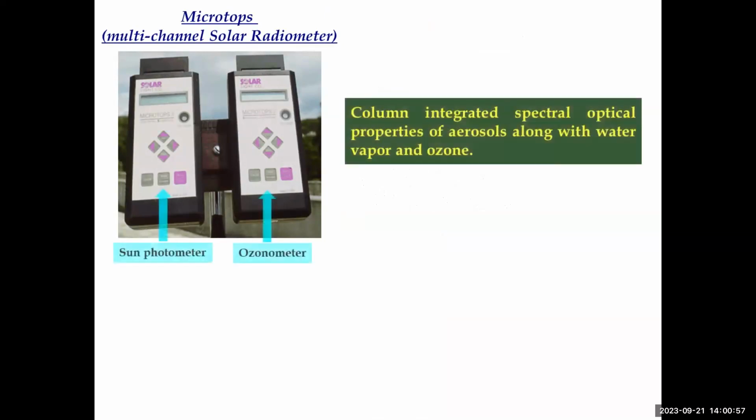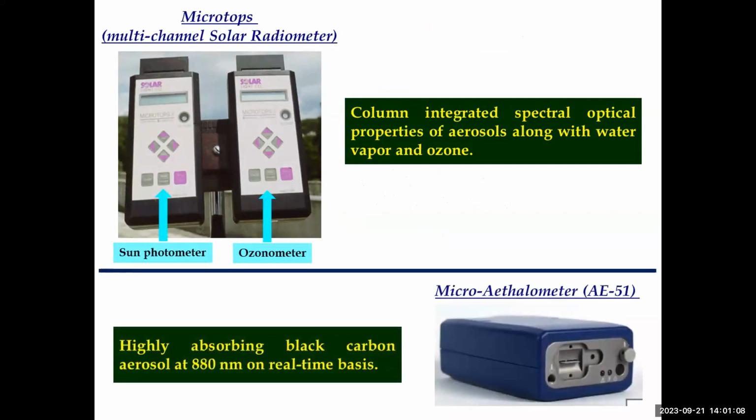It has two components, a sun photometer and an ozonometer, which provide the columnar integrated spectral optical properties of aerosols along with ozone and water vapor. We also have this micro aethalometer, which is the mini version of the big 7-channel aethalometer, which provides the information about highly absorbing black carbon aerosols at a single channel, 880 nanometer. These instruments can be used for airborne measurements. We have done some campaign mode measurements during the winter fog campaign period through balloons.